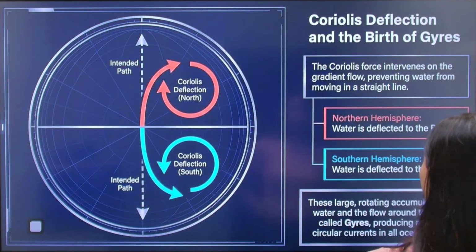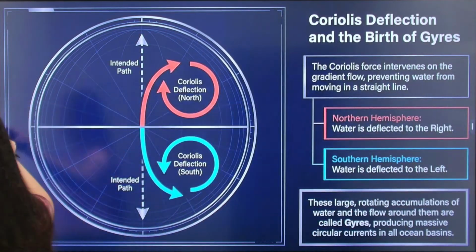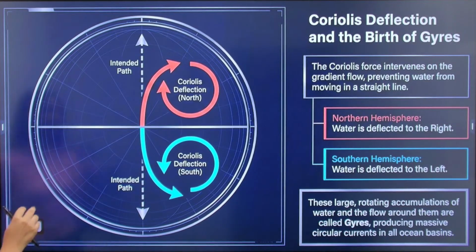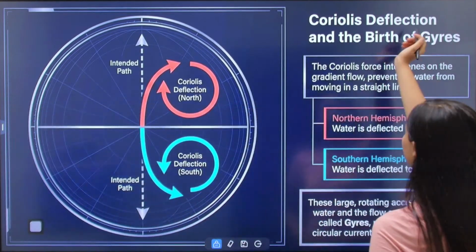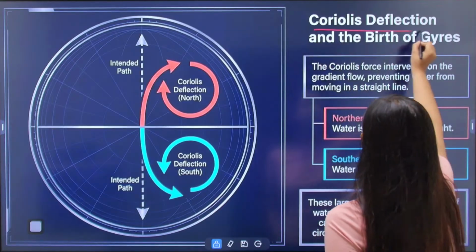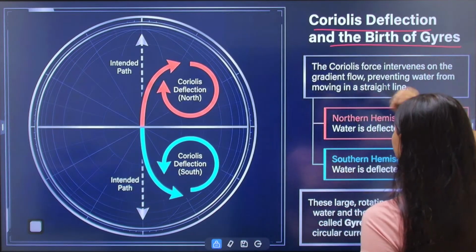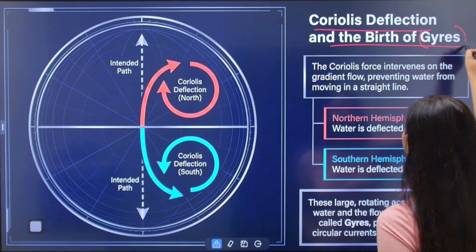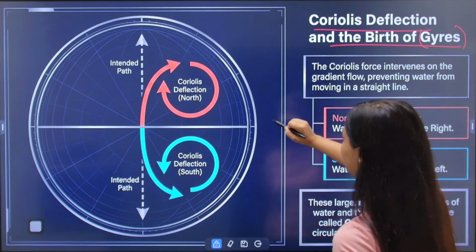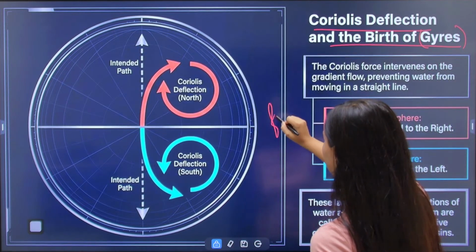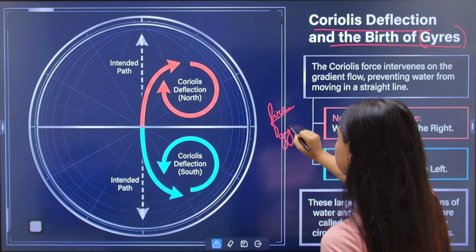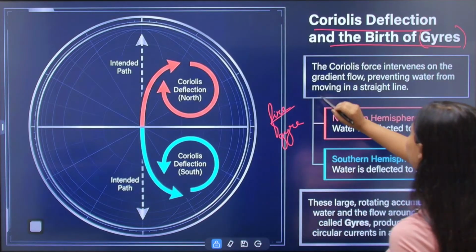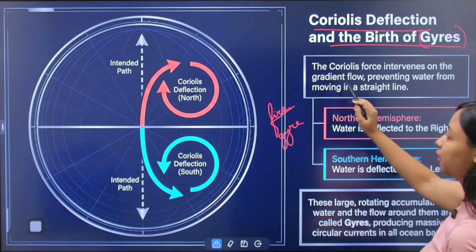How does the Coriolis force cause deflection? We have learned that Coriolis force causes changes in the path of the ocean currents. How will Coriolis force cause this deflection? The Coriolis deflection and the birth of gyres. This is the word. It is pronounced as gyres, like fire. Gyre. So gyres. The Coriolis force intervenes on the gradient flow.